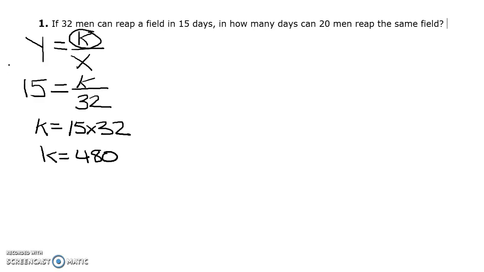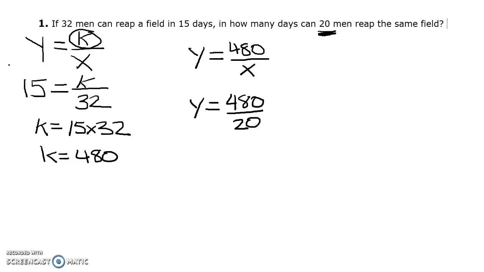Now I plug the constant of proportion back into my formula. The number of days it takes to reap the field equals 480 divided by the number of men. Since this question gives you 20 men, y equals 480 divided by 20. I'm trying to solve for how many days it takes. In this case, it would take 24 days.